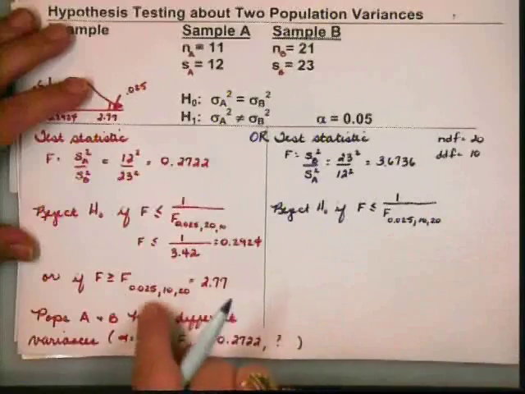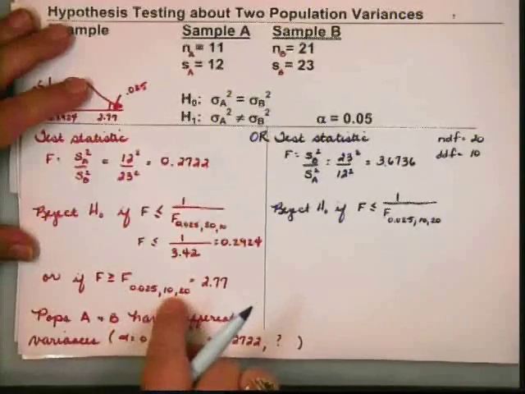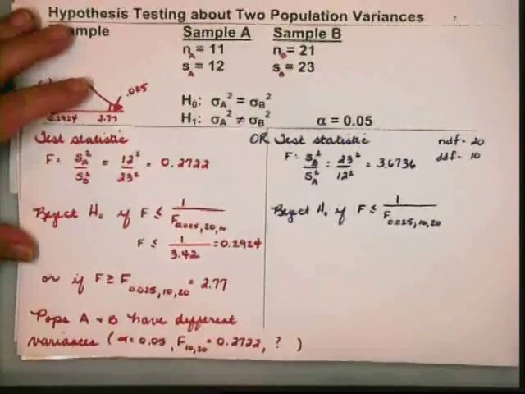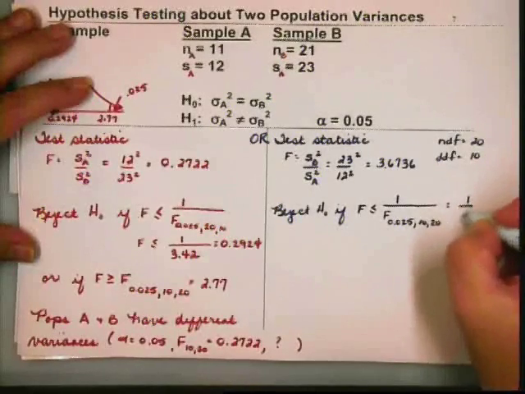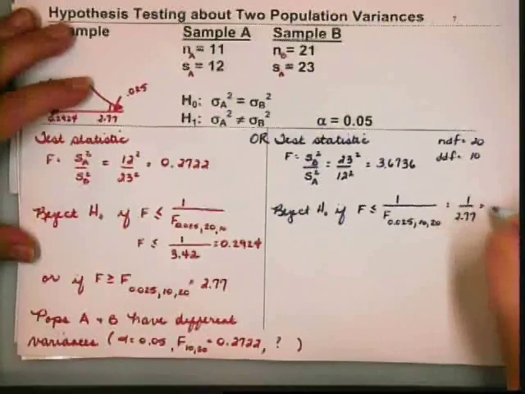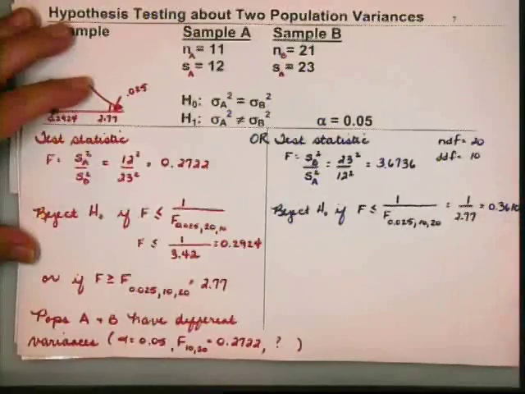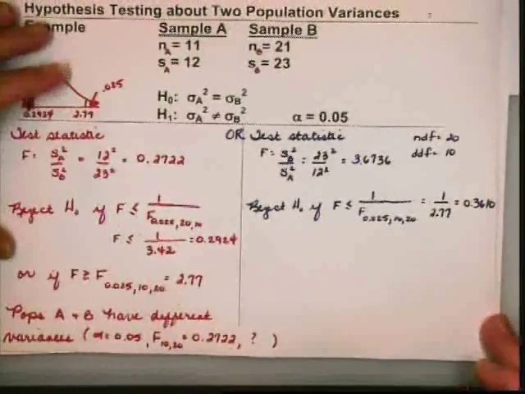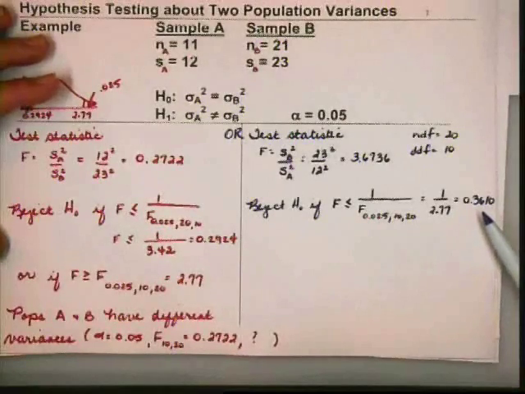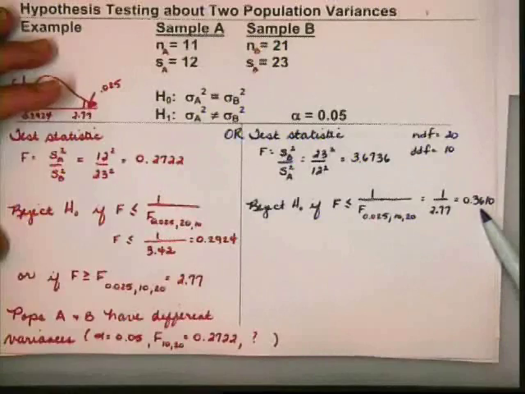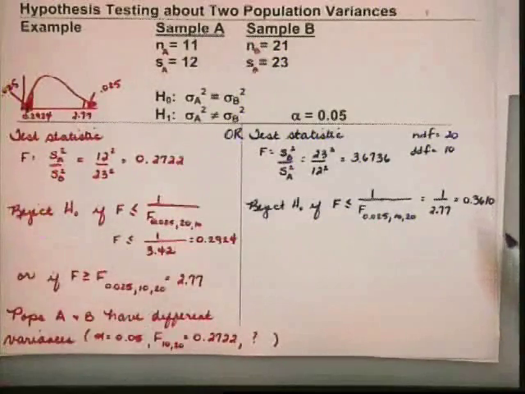That information is over here because we've already looked it up once. It's this one. So that's equal to 1 over 2.77, and that's 0.3610. So the left-hand area associated with 0.3610 is 0.025. It's not the same value because it's not the same distribution.